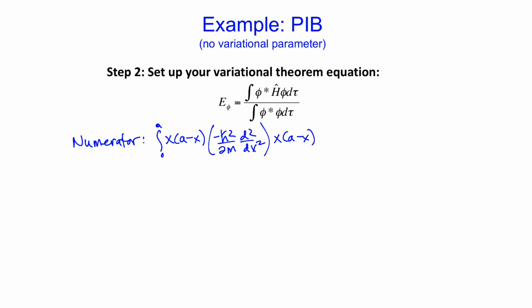Here is my setup for the numerator. We have our trial function phi that we came up with earlier out front. Complex conjugate, don't forget, but we do not have a complex function here, so that's not significant for us. Hamiltonian in the middle. Remember the Hamiltonian for the particle in a box is just our kinetic energy, because we have no potential energy in that system, so it's just our kinetic energy operator, and then our trial function again. And don't forget your dx at the end.